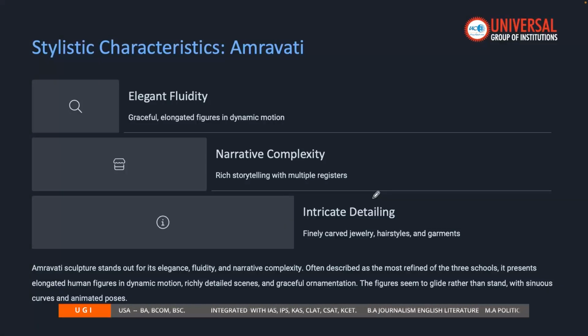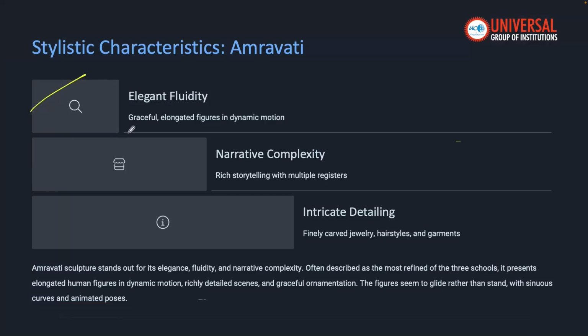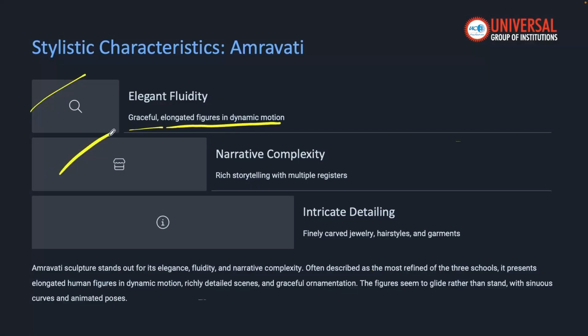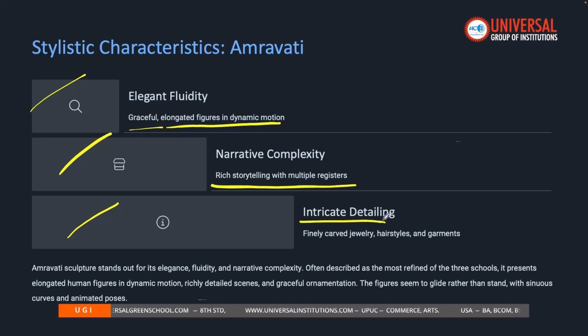Now the stylistic characteristics of Amaravati School of Art. First of all, elegant fluidity: graceful elongated figures in dynamic motion. This is a combination of Southeast Asian, Indian and Greco-Roman art, a milieu of all these cultural horizons. Next is narrative complexity. Rich storytelling with multiple registers. Third is intricate detailing. As we saw in the previous image, there are intricate detailings, finely carved jewelry, hairstyles and garments.